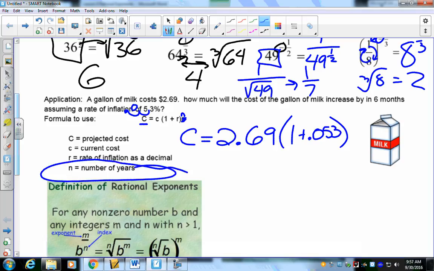I was given information in months. So 6 months, how am I going to represent that in years? There's 12 months total in a year, so that's going to be 1/2. So here's our fractional exponent. Now we could just plug and chug that into our calculator, and when you type that in, you end up getting 276. So we can use fractional exponents to help us.